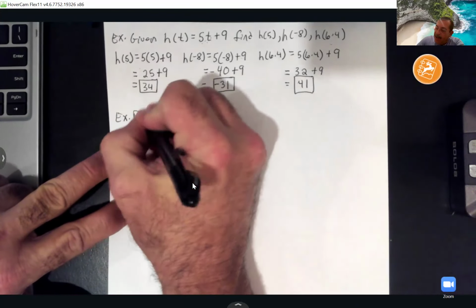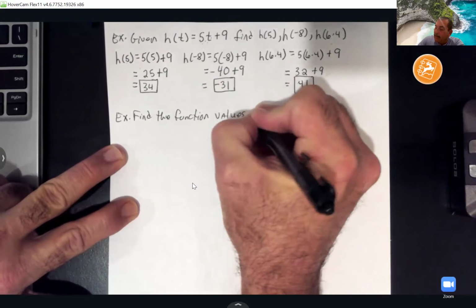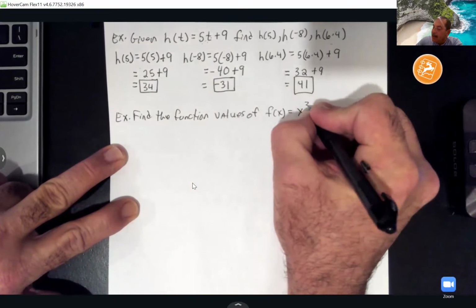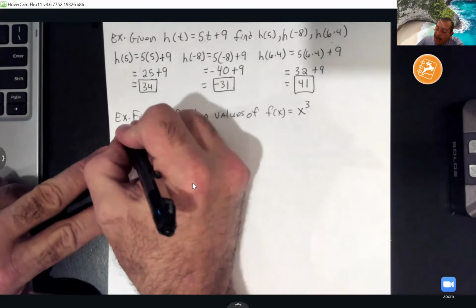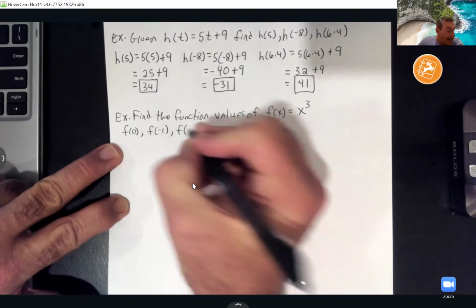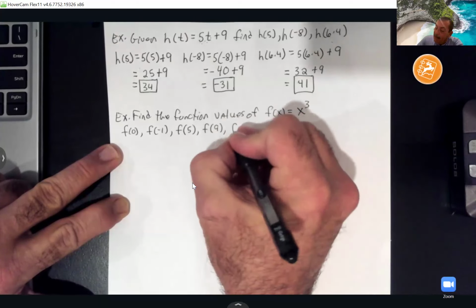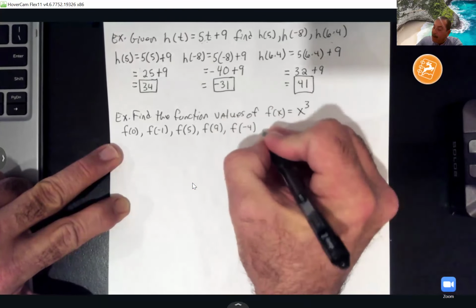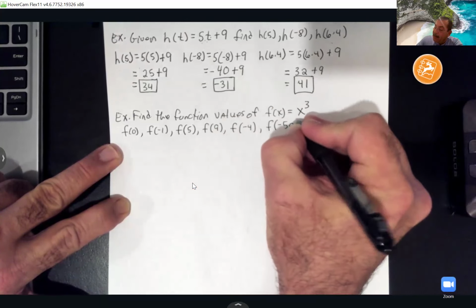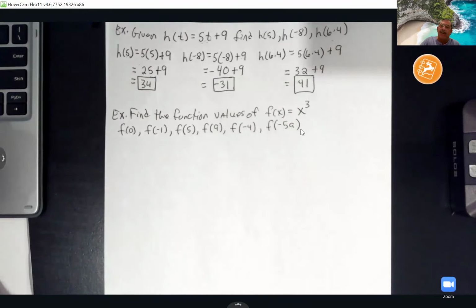Find the function values of f of x equals x to the third. So they want us to find f of 0, f of -1, f of 5, f of 9, f of -4, and y'all finally f of -5a. So let's see, 1, 2, 3, 4, 5, 6 values they want us to find on this, okay?